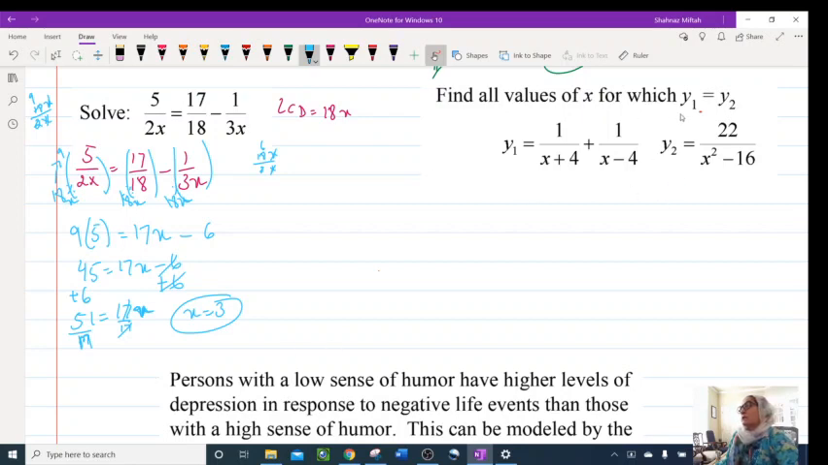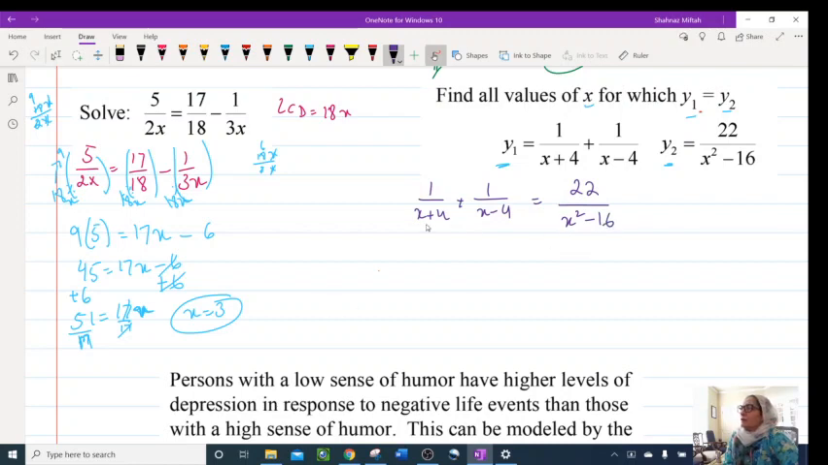Find all values of x for which y1 equals y2. When they tell me this is my y1, this is my y2, and they are equal, and they are looking for x, what I'm going to do is make those two equal each other. So when I make them equal each other, it will be like this. Okay, let's use a different color. They equal each other: 1 over x plus 4 plus 1 over x minus 4 equals 22 over x squared minus 16.